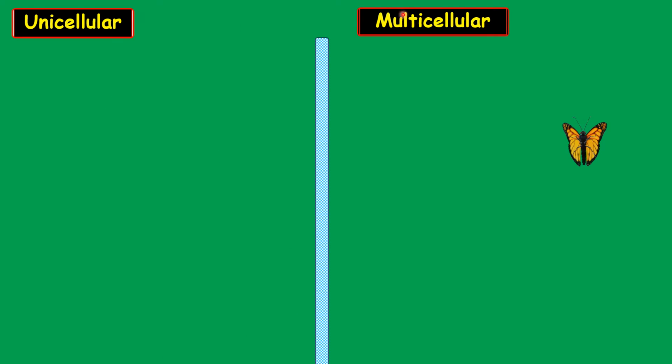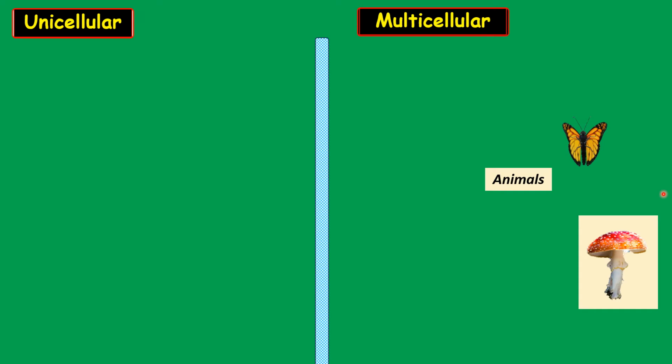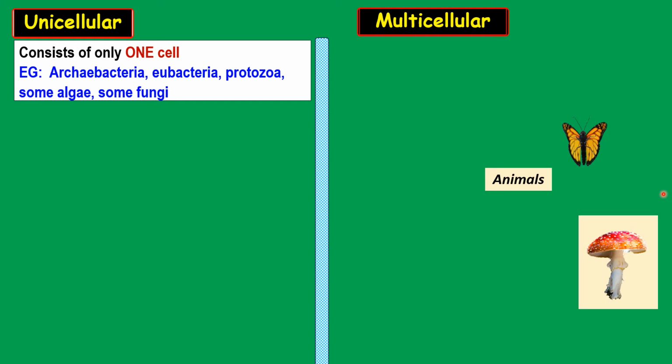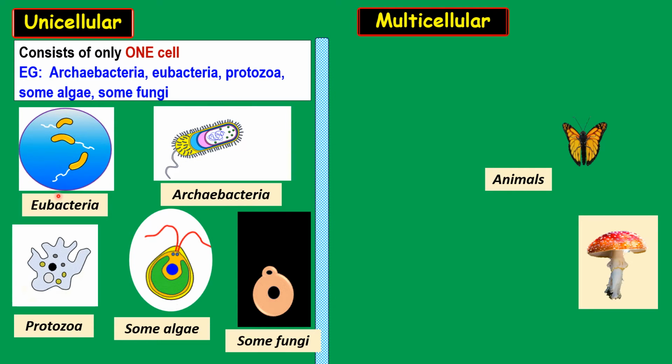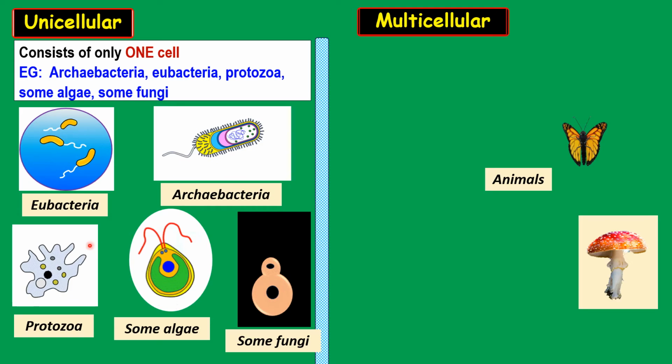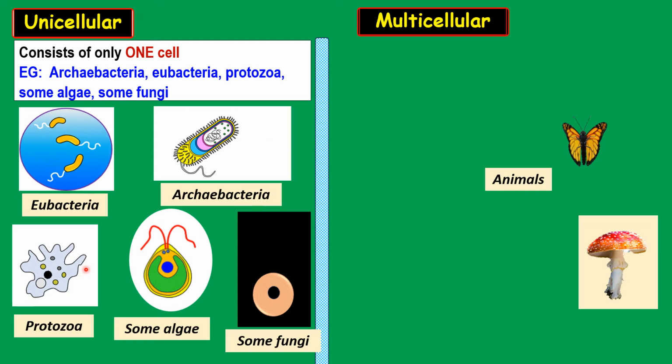Lastly, the terms unicellular and multicellular. What is the difference between these two terms? Unicellular organisms consist of only one cell. Examples are Archaebacteria, Eubacteria, Protozoa. Okay, Protozoa means one-celled animal-like organism. Some algae and some fungi, right? So all bacteria are unicellular. Archaebacteria and Eubacteria, they are all unicellular. Protozoa, for example, amoeba, paramecium, euglena, they are unicellular.